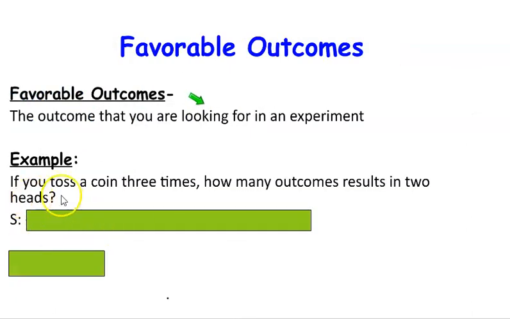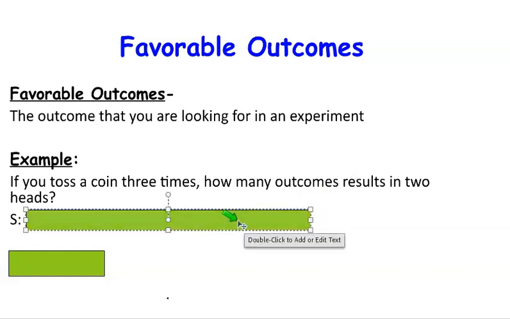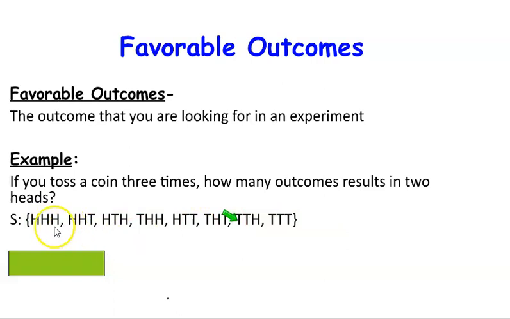So here we go. If you toss a coin 3 times, how many outcomes result in 2 heads? No way, again, no way can you answer that without the sample space. So here is our sample space. And again, you can see that I started with the heads, but over here, the fourth one, I accidentally switched them. That's okay. The order inside your brackets does not matter.